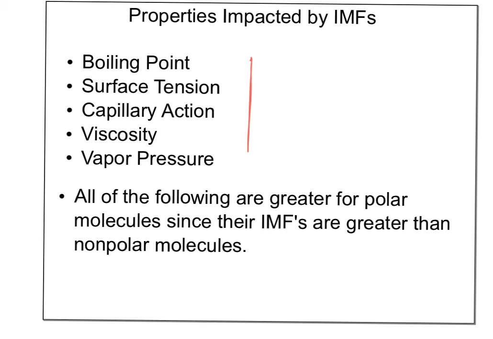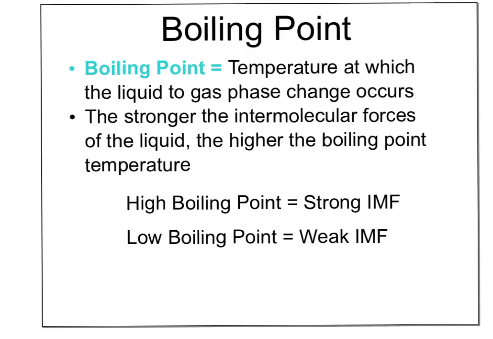If you have weaker intermolecular forces, you're going to have lower boiling points, surface tension, things like that. So let's talk about boiling point. First of all, the boiling point is the temperature at which we go from the liquid to the gas. So in this case, we are doing a separation, right? I am separating liquid molecules to the gas. So if I have strong intermolecular forces, it is going to be hard for me to separate from liquid to gas, so a higher temperature. Here's the main idea.